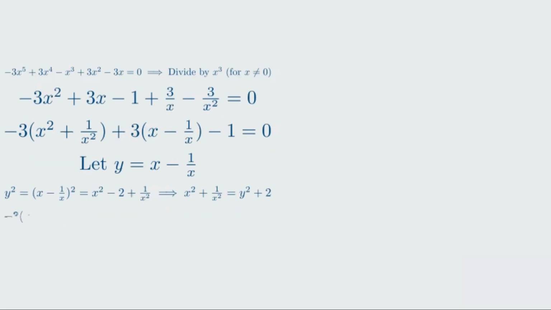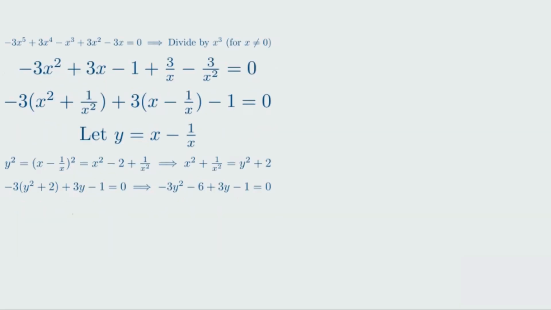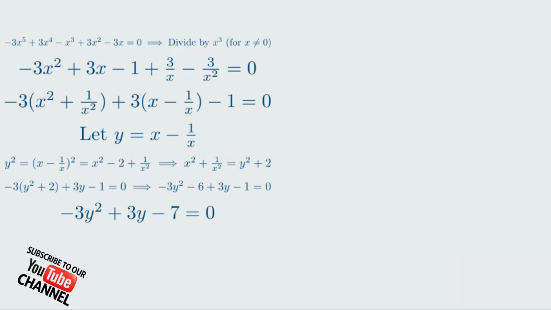The equation becomes negative 3 times y squared plus 2 plus 3y minus 1 equals 0. Distributing the minus 3, we get negative 3y squared minus 6 plus 3y minus 1 equals 0. Rearranging this into standard quadratic form gives us negative 3y squared plus 3y minus 7 equals 0. Now we can solve for y. This lengthy process shows how crucial it is to use the right simplification. The polynomial factoring and substitution methods were designed specifically to break down complex equations like this one. We've gone from a degree 12 to a degree 2 problem for our secondary variable, y.